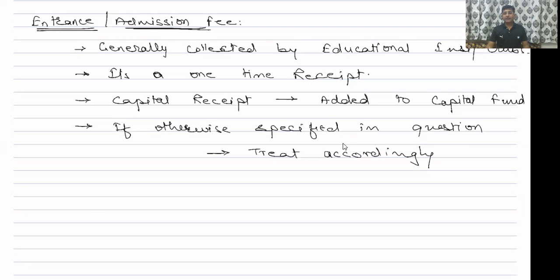They used to give capitalized 50% entrance fee and adjustment, otherwise whole amount in income and expenditure. No, Ashutosh, you cross verify. You check it once. If it is given, it's wrong.